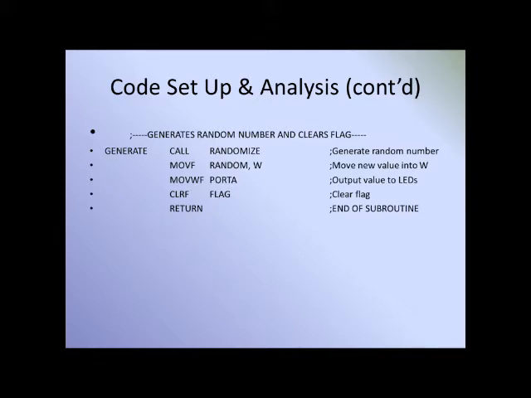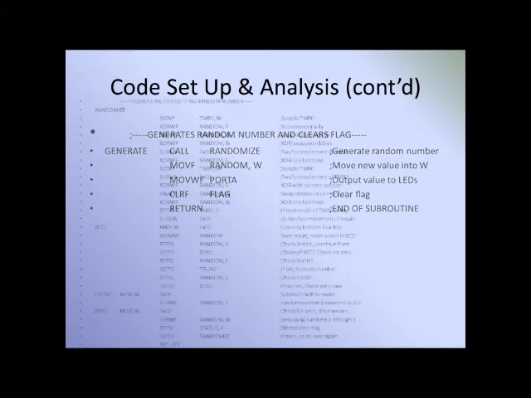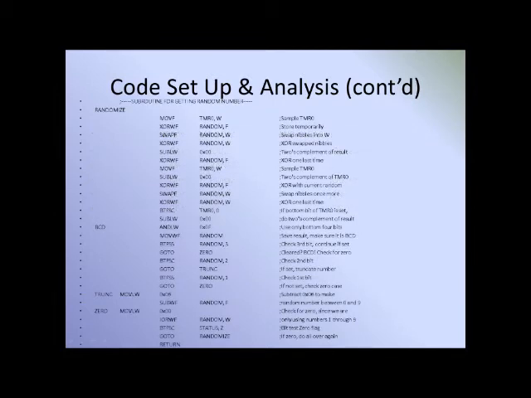The subroutine begins by calling the randomized subroutine and then moving this random value to port A, where the random value would be visible via the LEDs. The first software flag is then cleared and the program returns to the main loop to check the keypad. The randomized subroutine began by sampling timer 0. This value would then be XORed with the old random value, ensuring that the new random value would not be dictated by timer 0 alone.